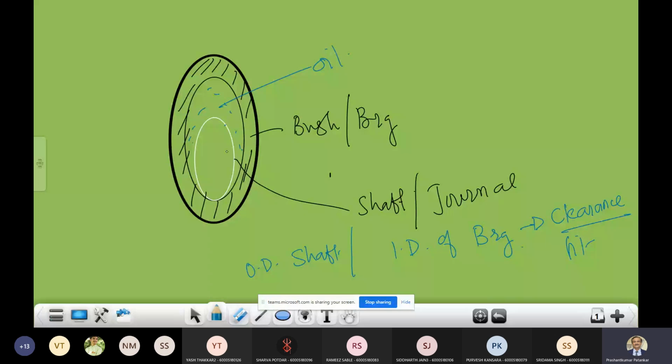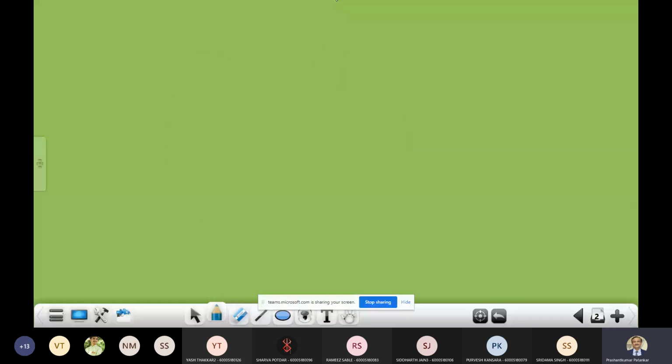So do you have any idea regarding these fits? How to select the fundamental deviation and the tolerance grade? All of you are familiar with tolerance. We follow two types of system. One is the shaft based system and the other is the hole based system. Out of these, the hole based system is more popular. Am I right or not?